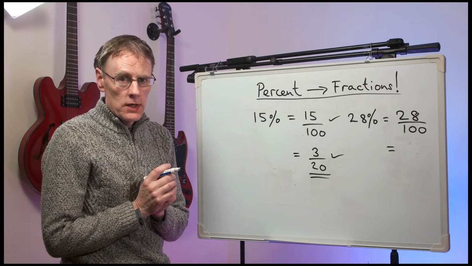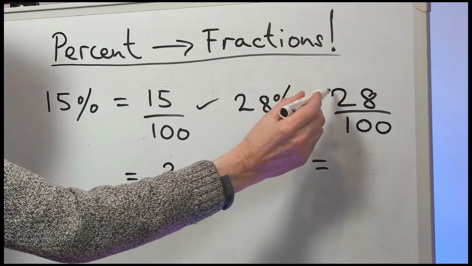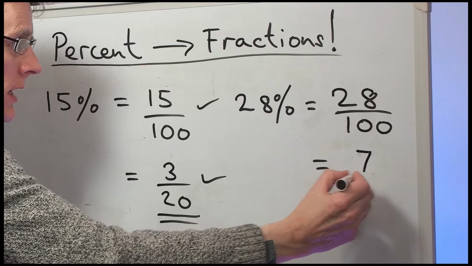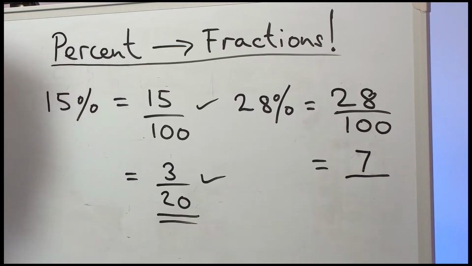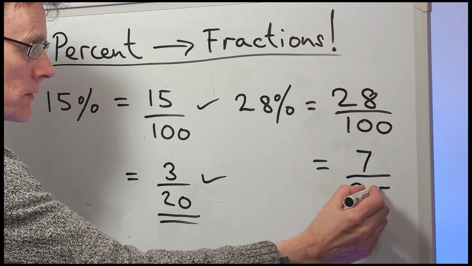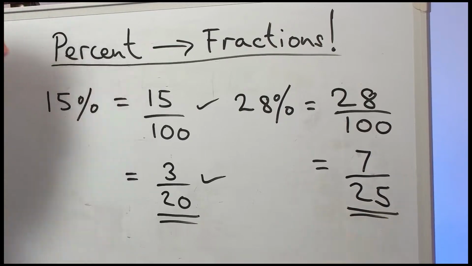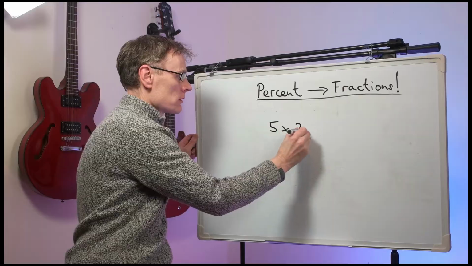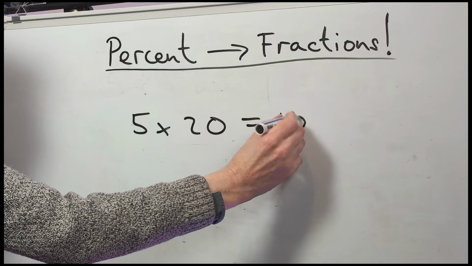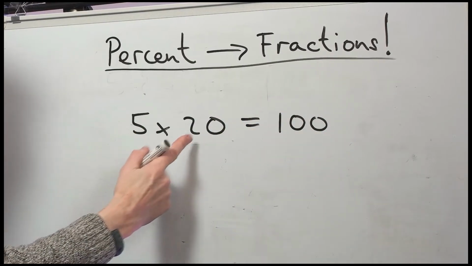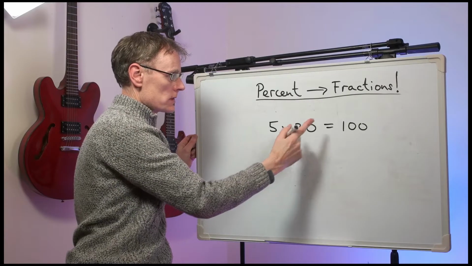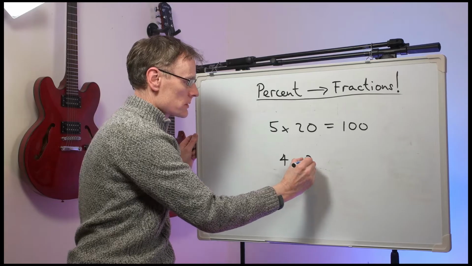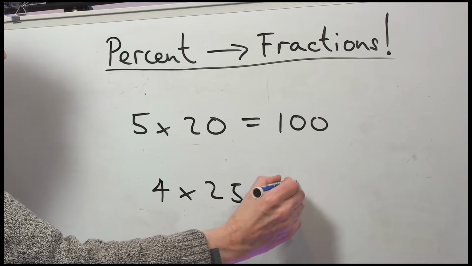4 goes into 28 and 100. We can divide the top and the bottom by 4. 4 sevens are 28, and 4s into 100 go 25 times. It's good to remember that 5 times 20 is 100. 5 times 2 is 10, so 5 times 20 is 100. And 4 times 25 is 100.